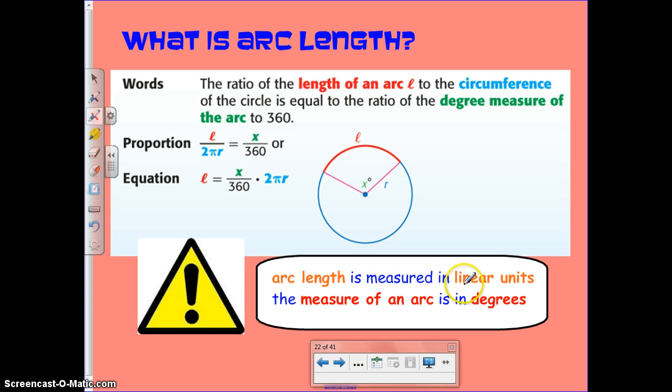Arc length is measured in linear units, and the measure of an arc is in degrees. So when they say the measure of the arc, then we give it in degrees. When they say arc length, we give it in linear units.